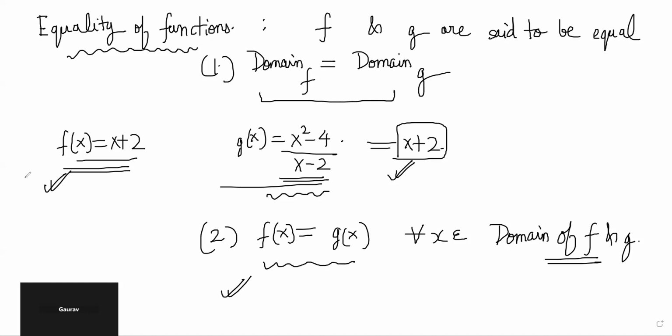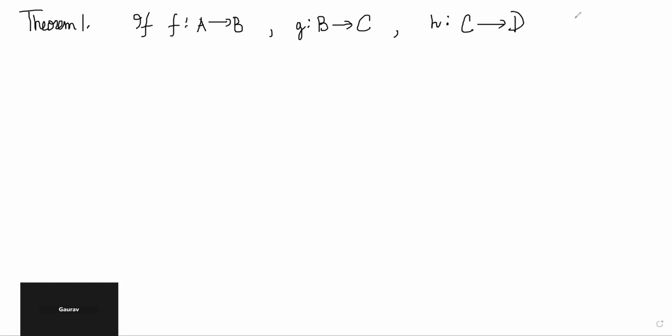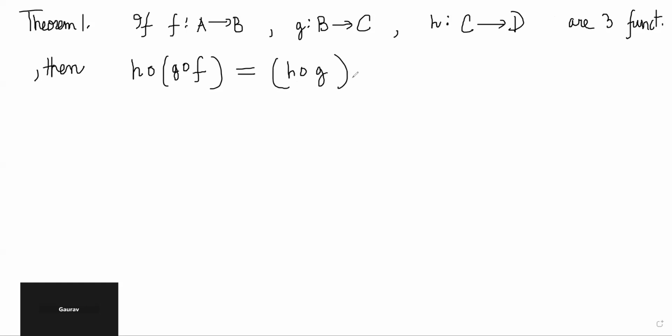Then one or two theorems that you should know. First theorem, this concerns your composite functions. If there is an f from A to B, a g from B to C, these are functions, and similarly an h from C to D. These are three functions. Then we can say that H composition with GOF is the same thing as H composition with G and then composition with F.